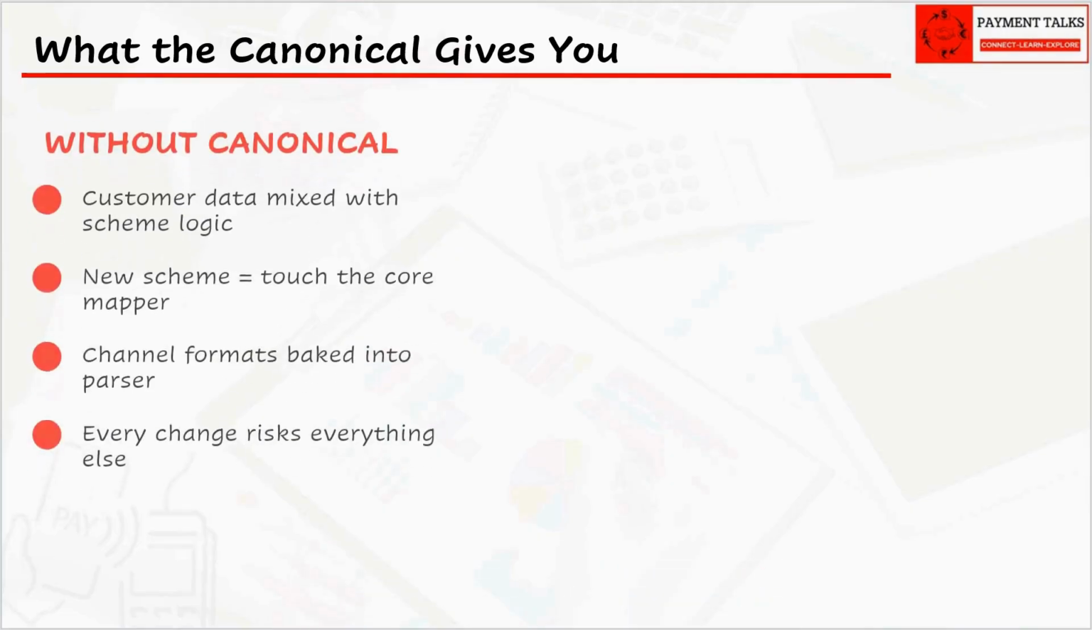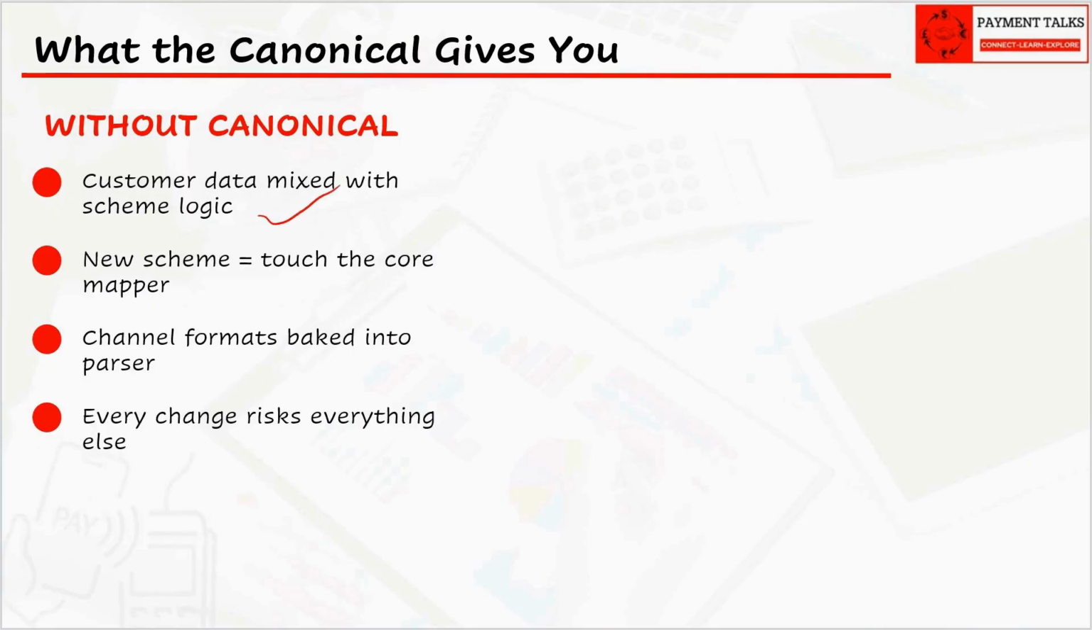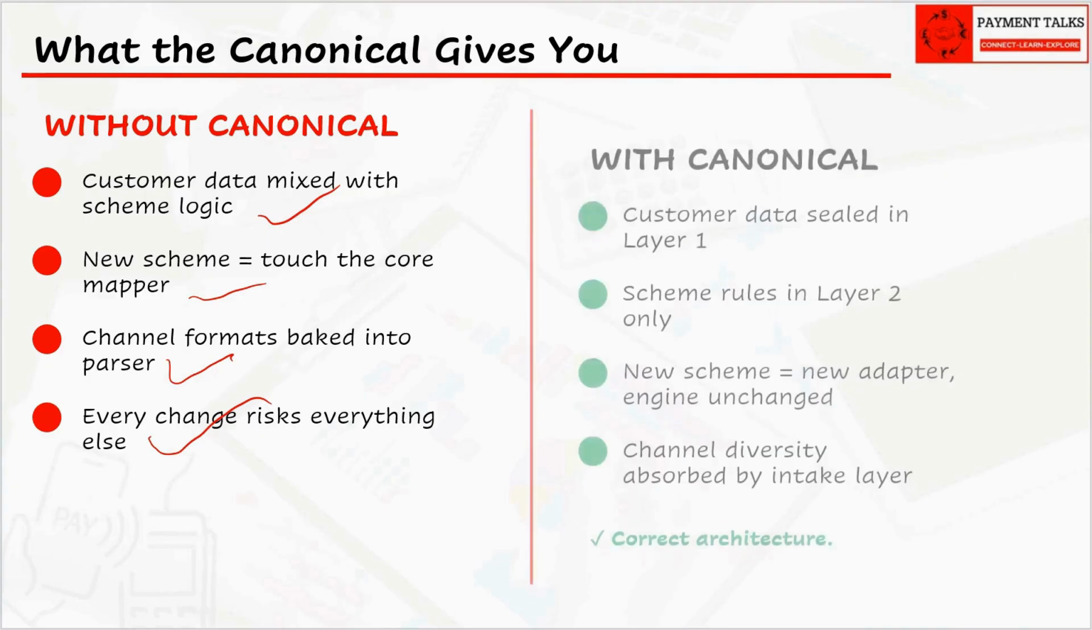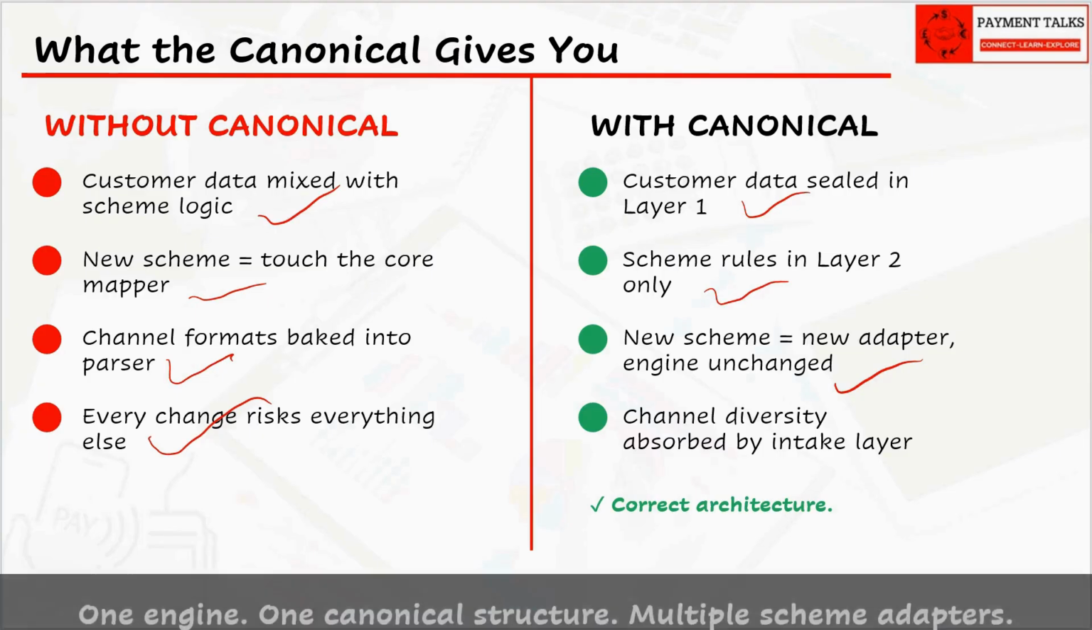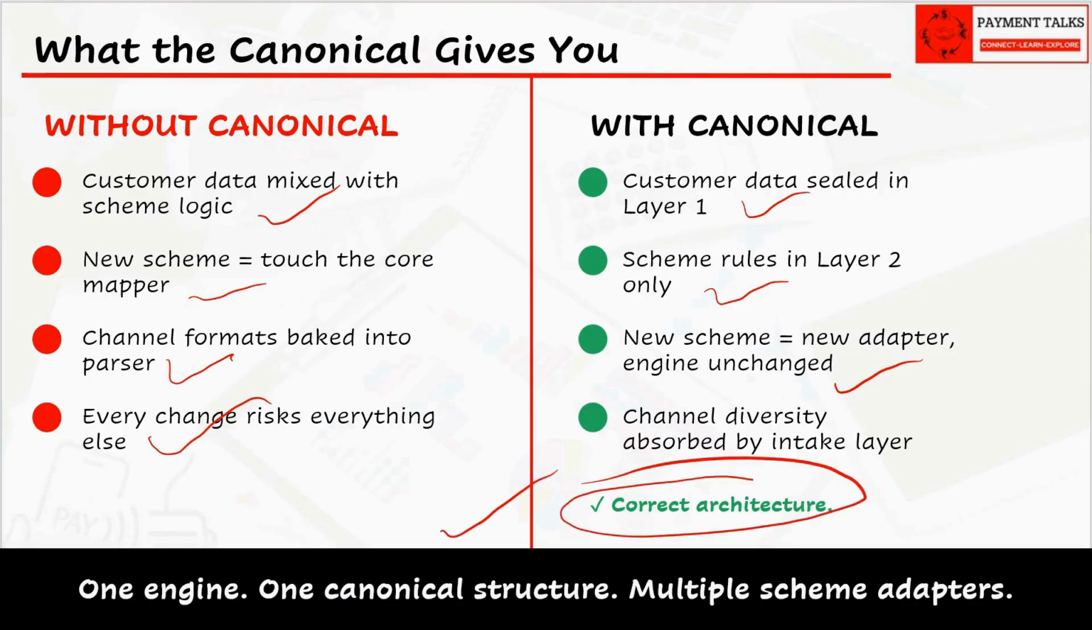Without canonical, customer data is mixed with scheme logic inside the same mapper. New scheme means touching the core engine. Channel format diversity is baked into the parser. Every change creates cascading risk across the whole system. With canonical, customer data is sealed in layer 1 and never touched again. Scheme specific rules operate on layer 2 only. A new scheme means building one new adapter that populates layer 2 differently. The core engine does not change. One engine, one canonical structure, multiple scheme adapters. That is the architecture that scales.